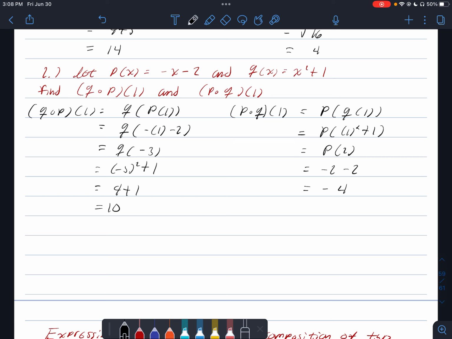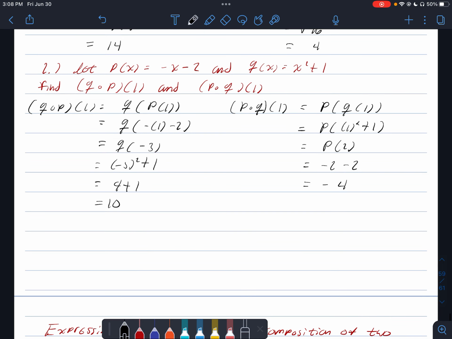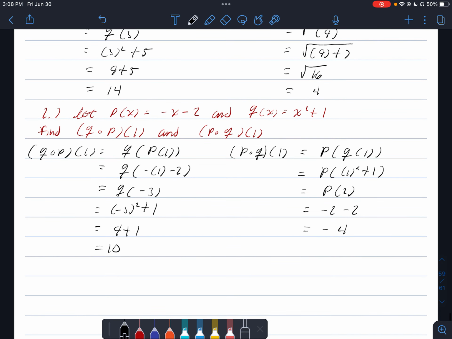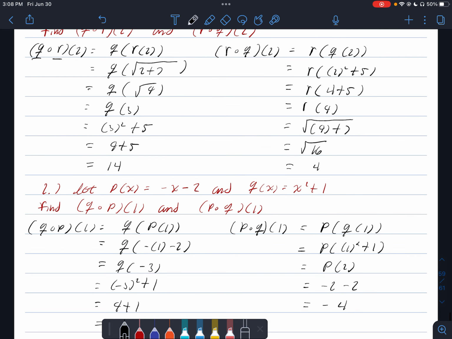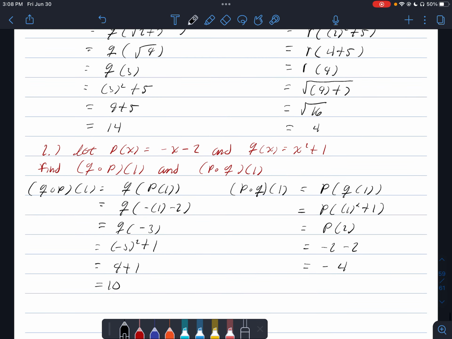So again, as you can see, these are not necessarily going to be equal to one another. Just remember, anytime you see this composition, it means you're going to take the second function as written here and plug it into the first function, and that will be your output.